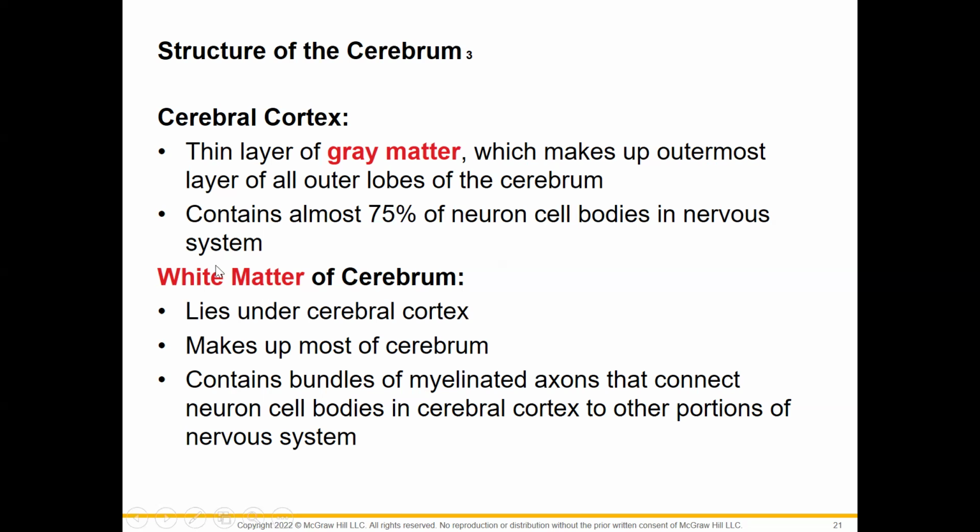Anyway, white matter is deep to the cerebral cortex in the brain. This makes up most of the cerebrum, and this is where bundles of myelinated axons are connected to cell bodies. They're bundled together to make up the white matter. So white matter is made up of your bundled myelinated axons. Your gray matter is made up of unmyelinated axons as well as neuron cell bodies.